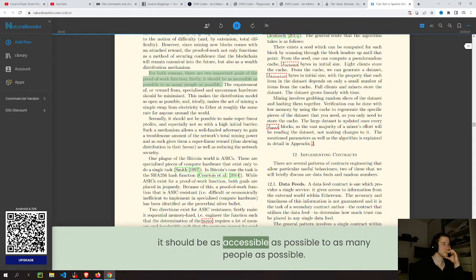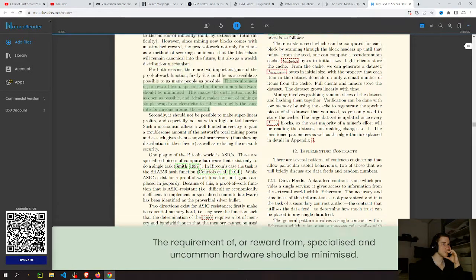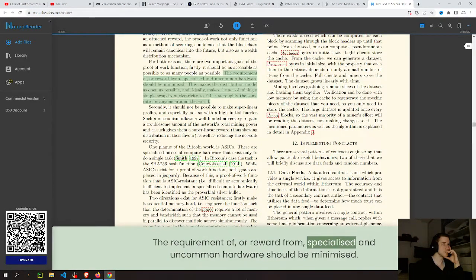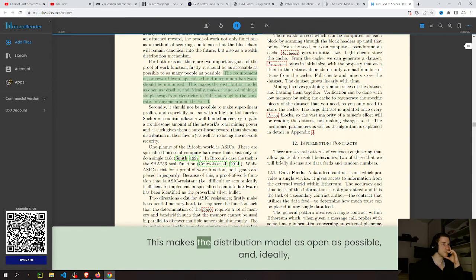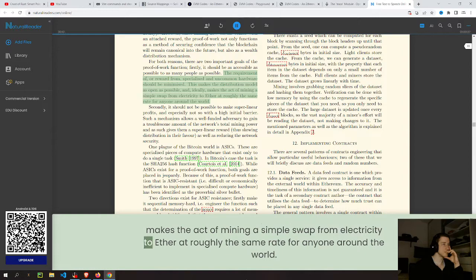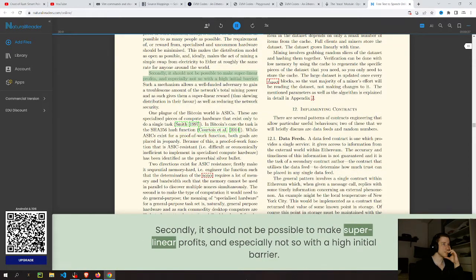Firstly, it should be as accessible as possible to as many people as possible. The requirement of, or reward from, specialized and uncommon hardware should be minimized. This makes the distribution model as open as possible, and, ideally, makes the act of mining a simple swap from electricity to ether at roughly the same rate for anyone around the world. Secondly, it should not be possible to make superlinear profits, and especially not so with a high initial barrier.